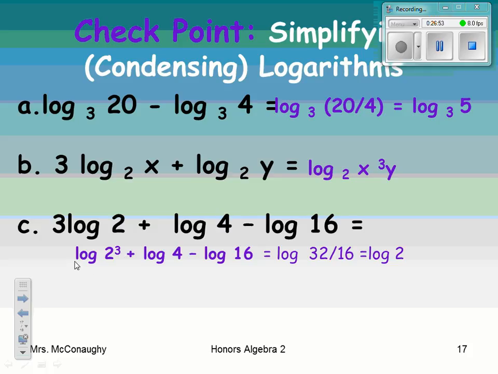Okay, these two are being added, so I'm actually going to be multiplying whenever I condense it. So 2 to the third, we said that was 8. So 8 times 4 is 32. So this would condense into log of 32. But now I got this minus 16. So I'm going to have log of 32 over 16. And 32 over 16 reduces down to log of 2.